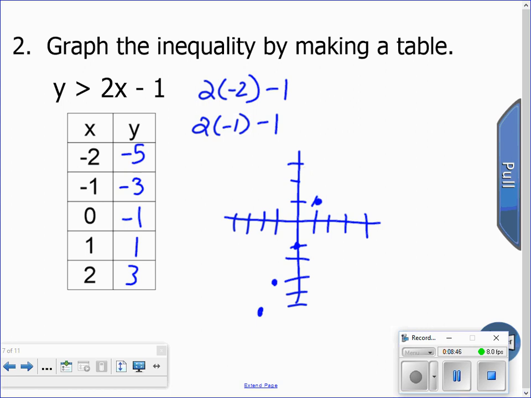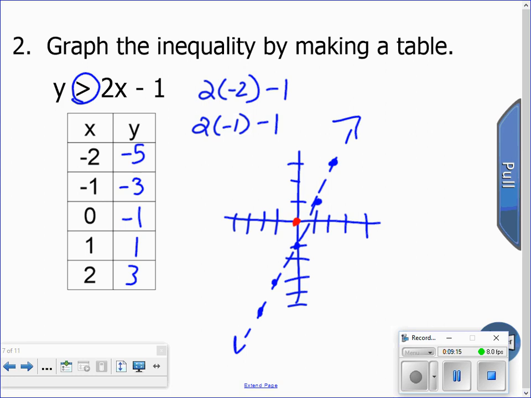Okay, here's my points. Now before I draw my line, we want to look at our inequality symbol. So this is where our inequality symbols come into play. We've got greater than here, so that's not equal to. So we have a dashed line here to say, hey, we don't want to include the points on this line. And then we're going to look at where to shade. So remember that we want to look at a test point, such as (0, 0).